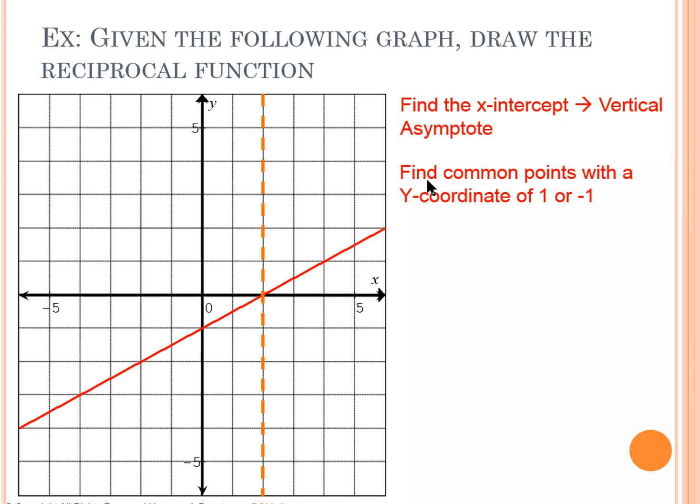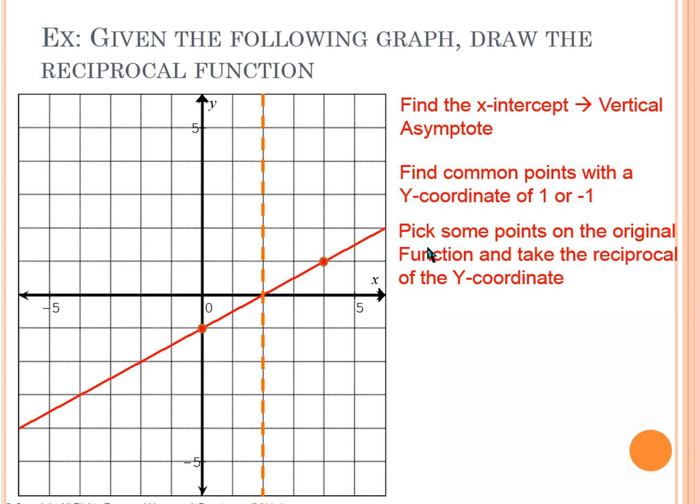The next step is you want to find common points with a y-coordinate of 1 or minus 1. So the key thing is we're looking for a y value of 1 or negative 1. And on this linear graph, I have exactly one point where I have a value of 1. So this 1 right here is actually right there. And this negative 1 is located right there. So that has a height of negative 1. So I'm just going to plot those points, 1 and negative 1, because the reciprocal of 1 and negative 1 will be 1 and negative 1.